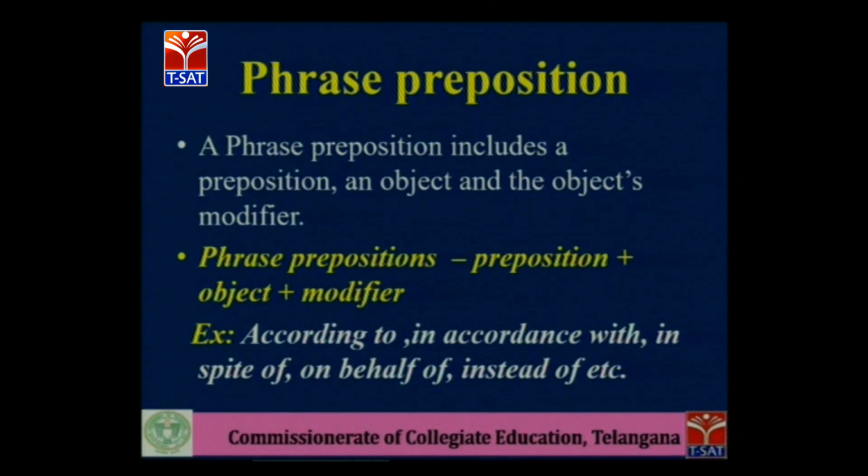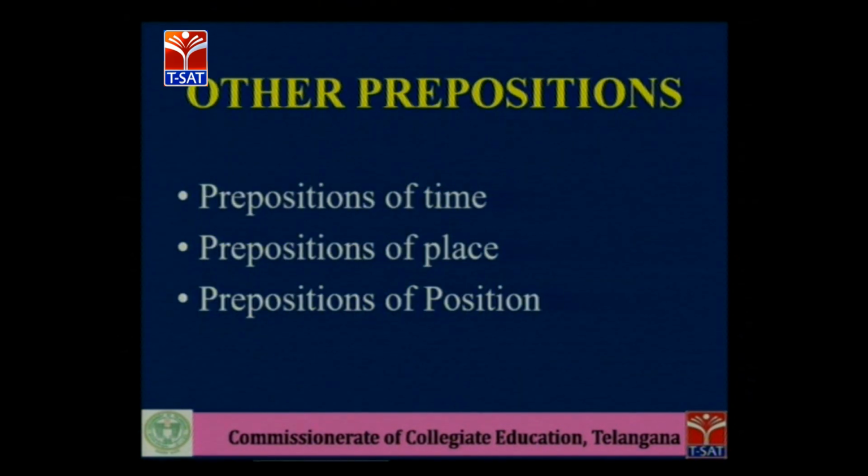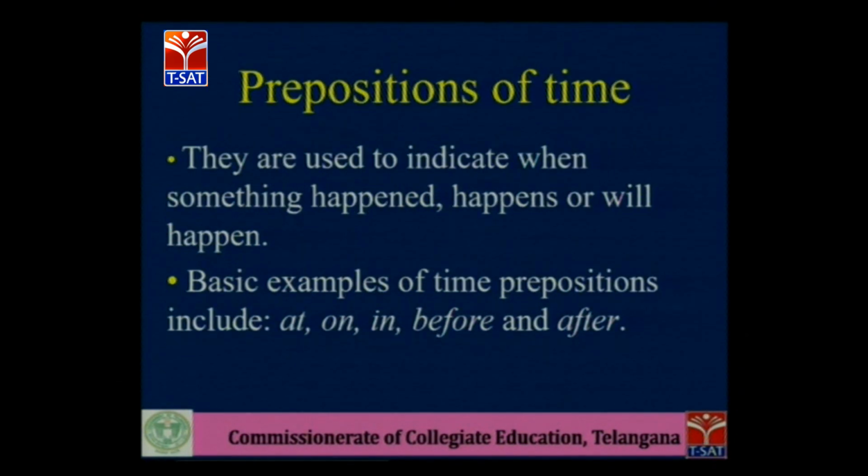And now we'll move on to the other types of prepositions. Let's have a look at them. The other prepositions are prepositions of time, prepositions of place, and prepositions of position. So we have three types of prepositions here again. And now let's discuss them. So what is a preposition of time? They are used to indicate when something happened, happens or will happen.